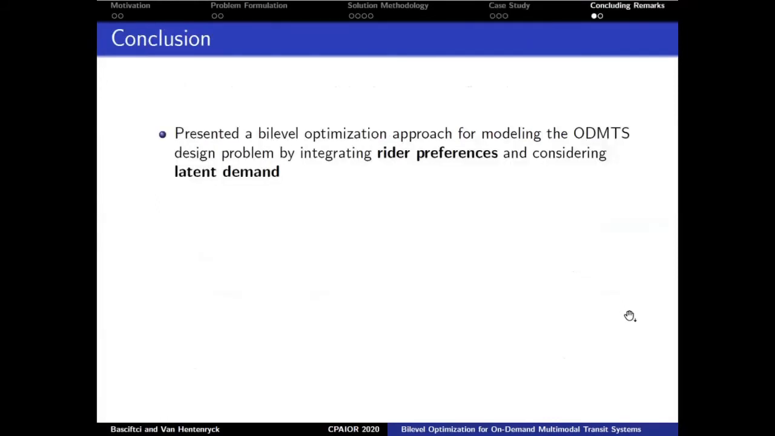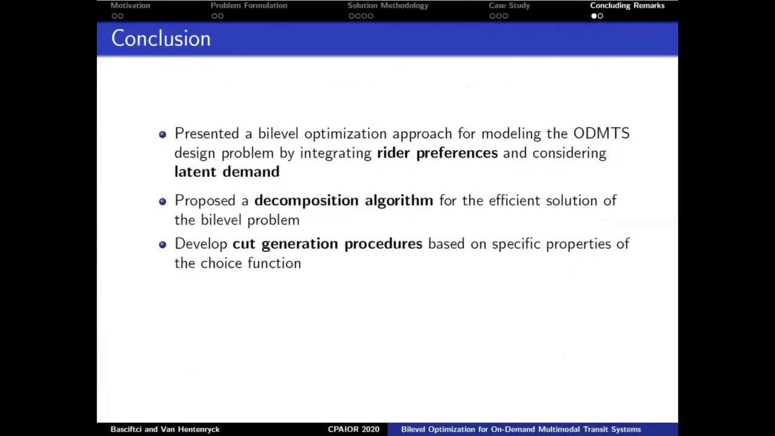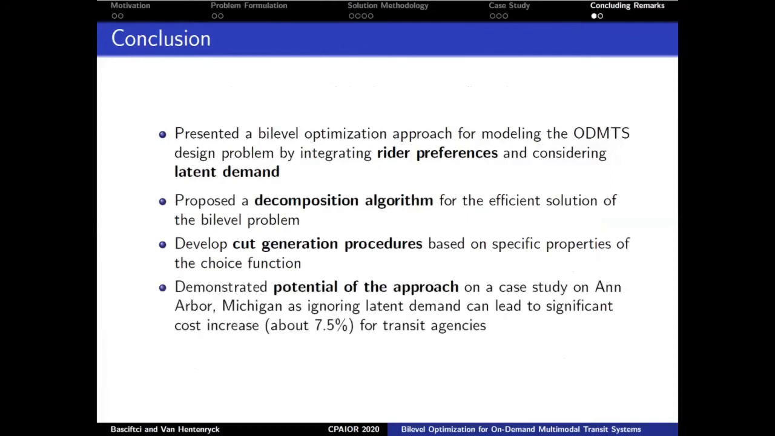So in conclusion, we presented a bilevel optimization approach for modeling the ODM-TC design problem by integrating rider preferences and considering latent demand. We proposed a decomposition algorithm for the efficient solution of the bilevel problem and developed cut generation procedures based on the specific properties of the choice function to satisfy the relationship between the network design and the rider choices. And at the end, we demonstrate the potential of this approach on a case study over Ann Arbor, Michigan, as ignoring latent demand can lead to significant cost increases for transit agencies.